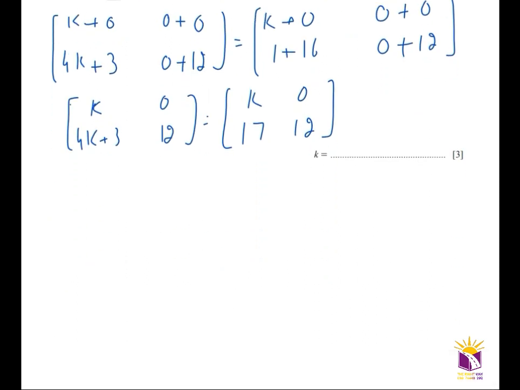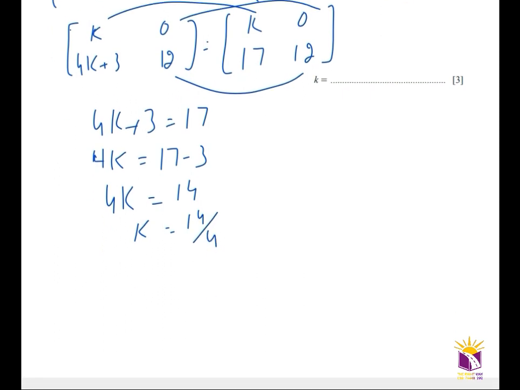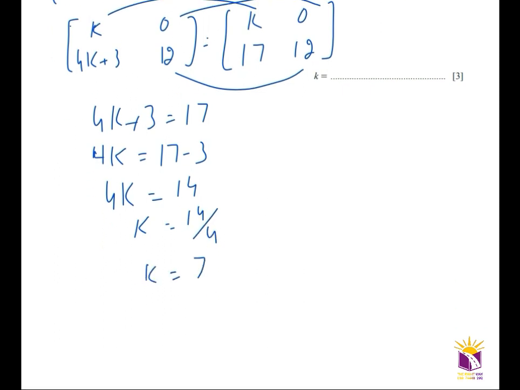From here we can see that k is equal to k, 0 equal to 0, 12 equal to 12. So 4k plus 3 equal to 17. 4k is equal to 17 minus 3. 4k is equal to 14, and k will be 14 by 4, so k will be equal to 7 by 2.